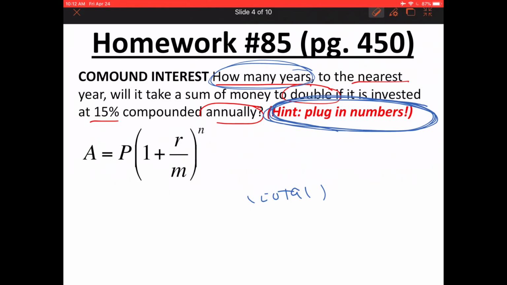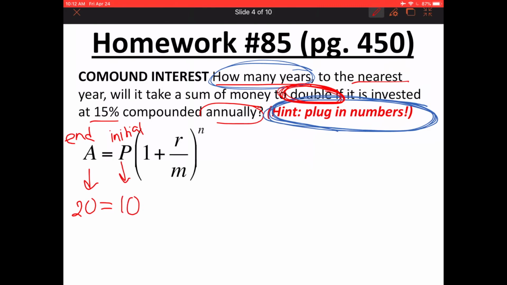Now, the numbers that we plug in have to make sense. All right? We can't just pick any numbers out of the blue. If they tell us that the amount of money is going to double, so for the ending amount, let's say that I'm going to pick 20. So for the initial amount or the beginning amount, what would that have to be? 10. Does that make sense? So yes, I'm plugging in numbers, but it's still numbers that are true to the problem. All right, I started with $10 and it doubled into 20 by the end.